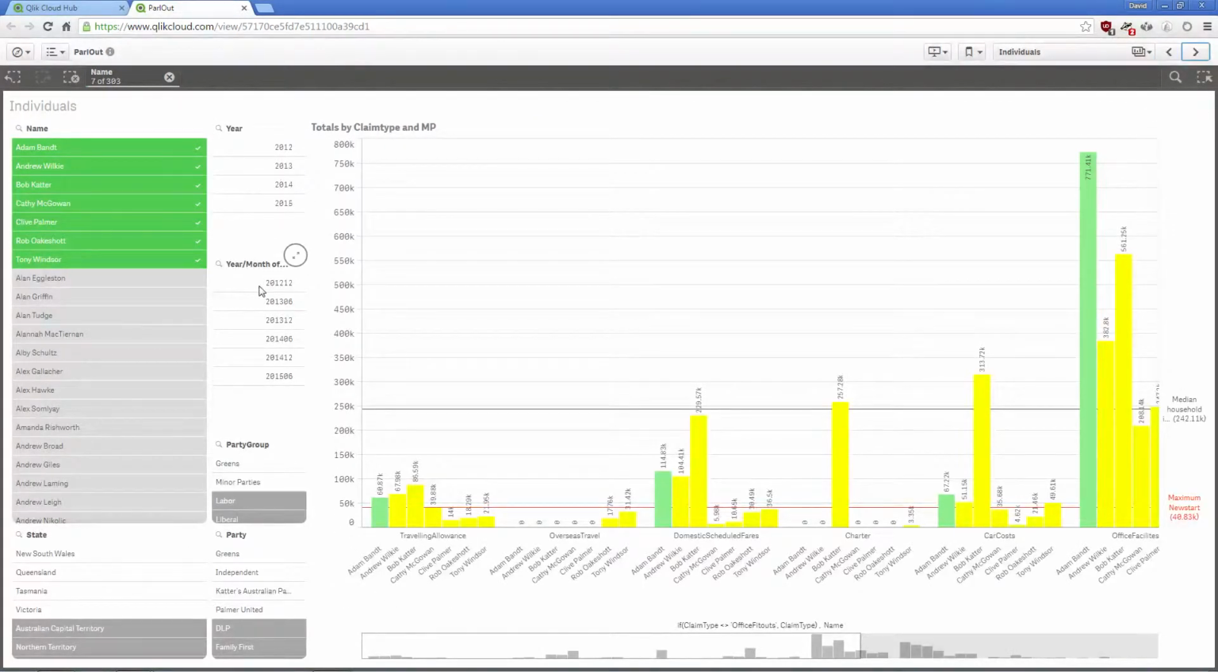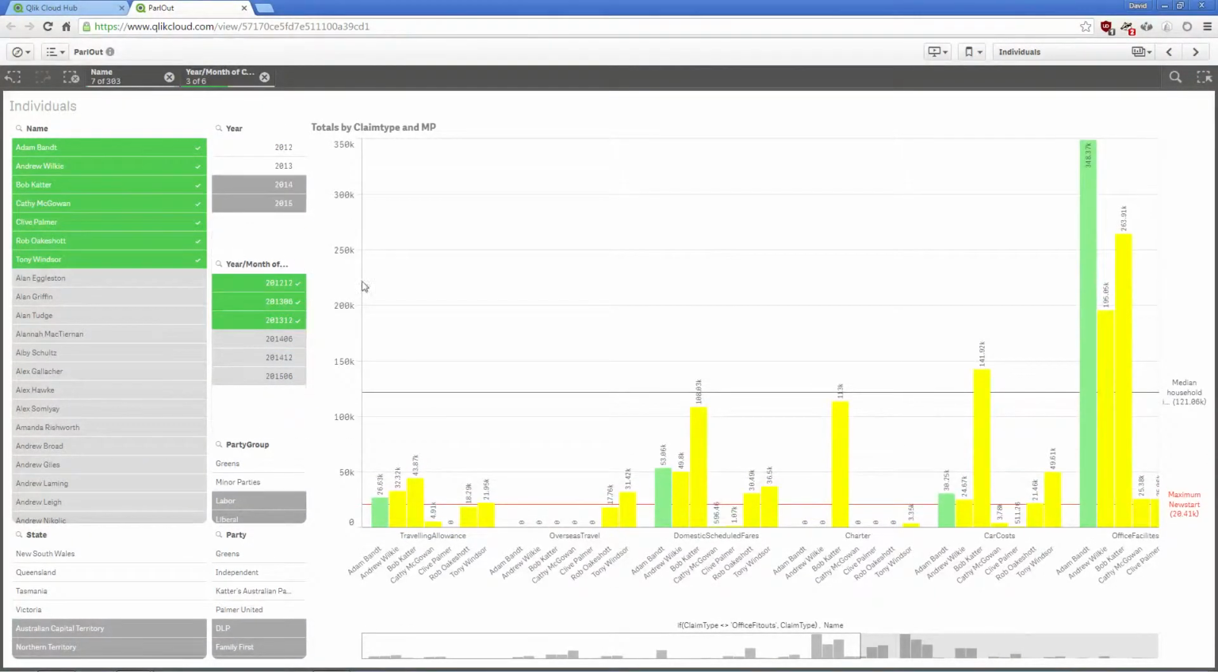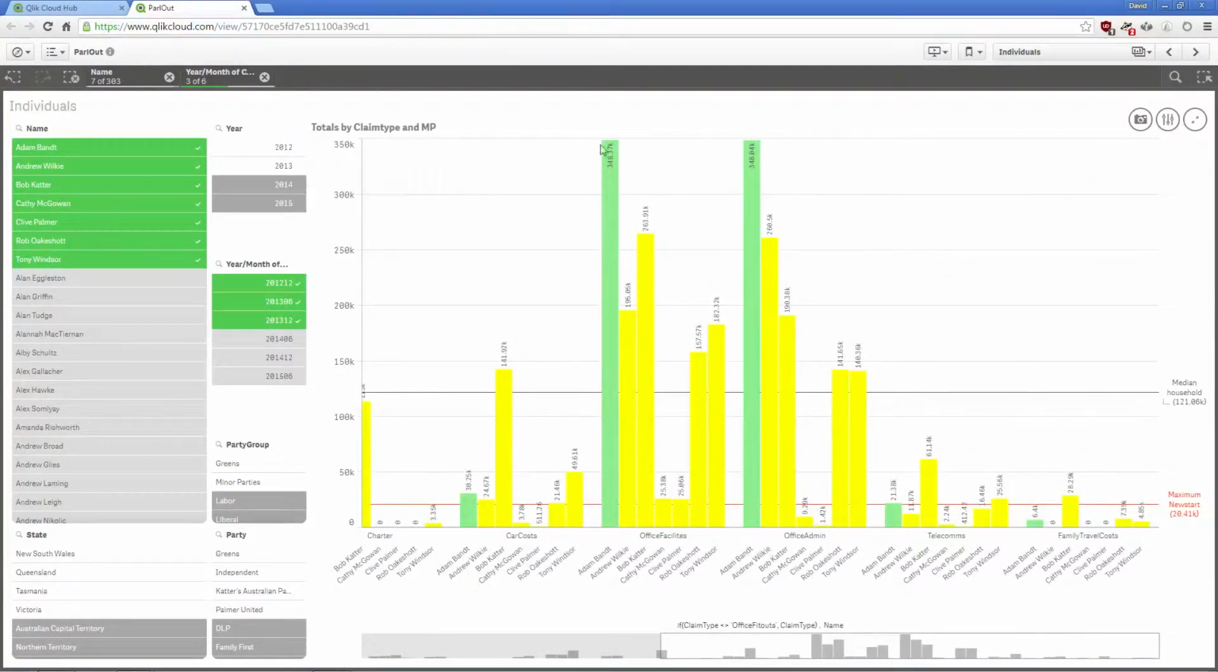If I do individuals and pick the previous Parliament here, you can see that Bob Katter, being a somewhat rural Queensland area, does have to fly a lot and has a bit of cars. In terms of office facilities and office admin, you can see here that Adam Bandt from the Greens has spent a lot of money in that period. As I say, I think it's a requirement from the party that you allocate some money to your party to help out with advertising, so that's why these figures are so high and continue to be high.